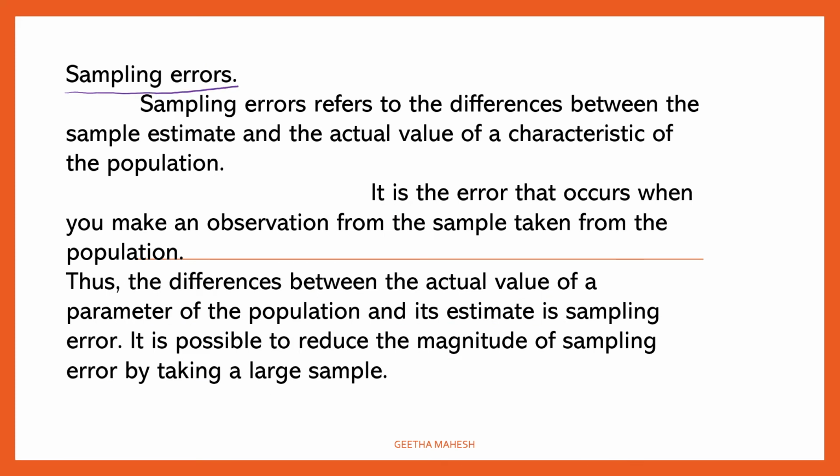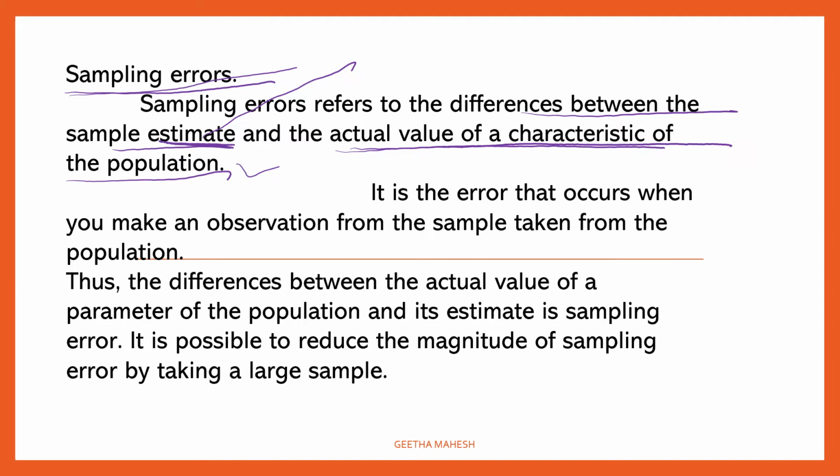What do you mean by sampling error? Sampling error is nothing but the difference between the sample estimate and the actual value of a characteristic of the population. That means after taking a sample from the population, whatever you estimate, we call it the sample estimate. If we calculate the actual value of a characteristic of the population and there is any difference, we call that difference sampling error.